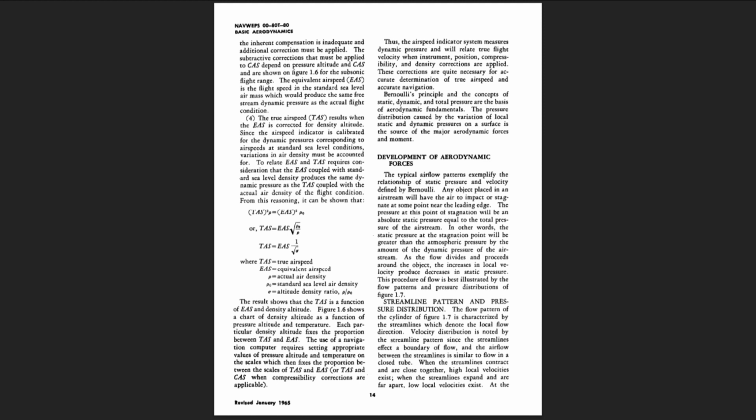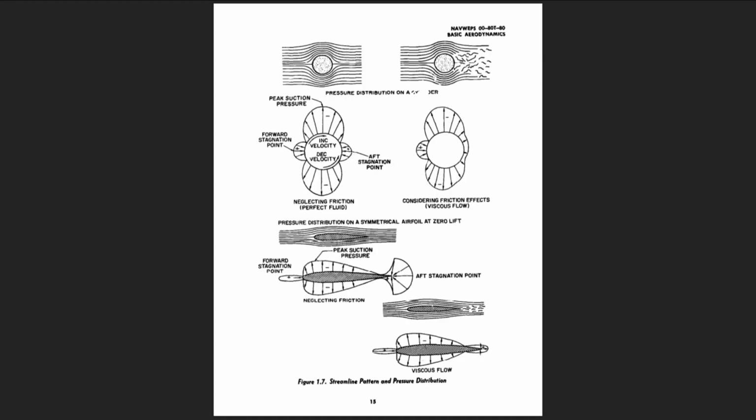Any object placed in an airstream will have the air impact or stagnate at some point near the leading edge. The pressure at this point of stagnation will be an absolute static pressure equal to the total pressure of the airstream. In other words, the static pressure at the stagnation point will be greater than the atmospheric pressure by the amount of the dynamic pressure of the airstream. As the flow divides and proceeds around the object, the increases in local velocity produce decreases in static pressure. This procedure of flow is best illustrated by the flow patterns and pressure distributions of Figure 1.7.